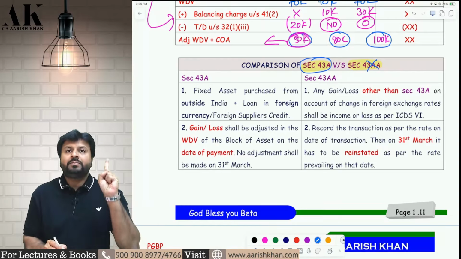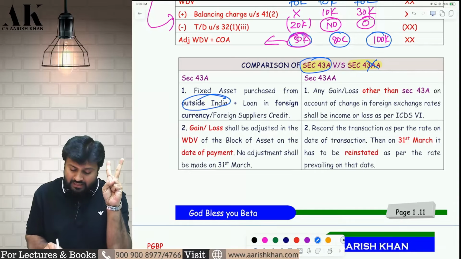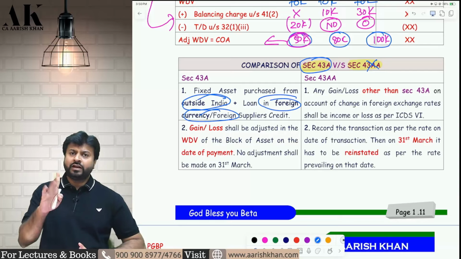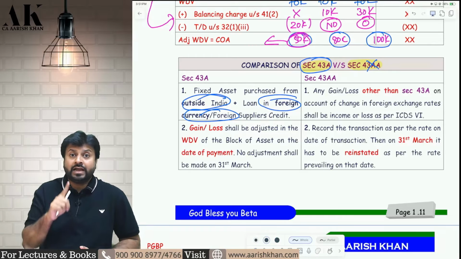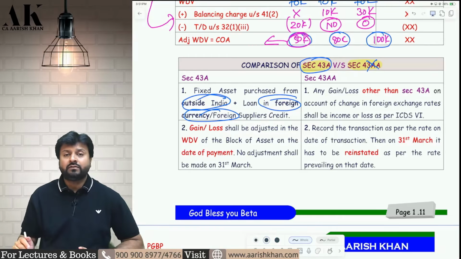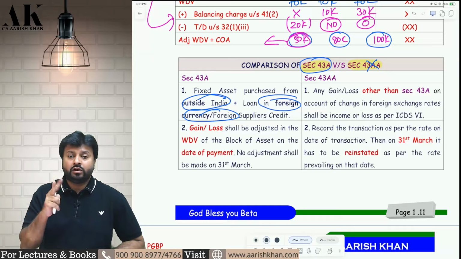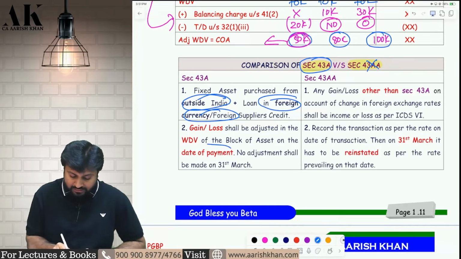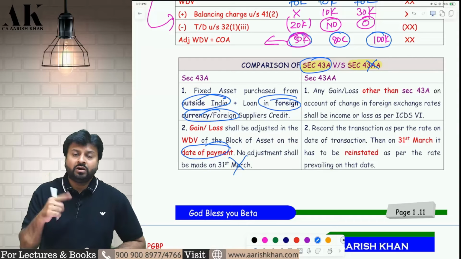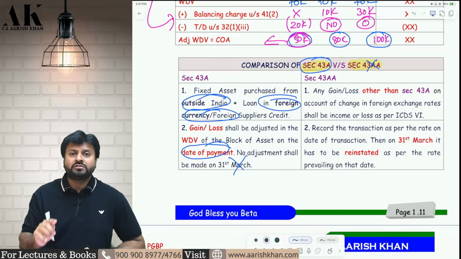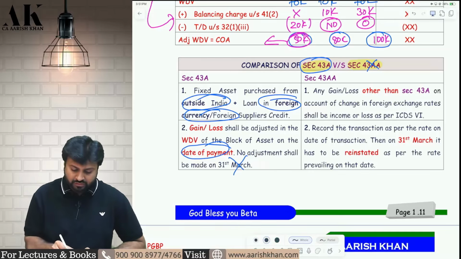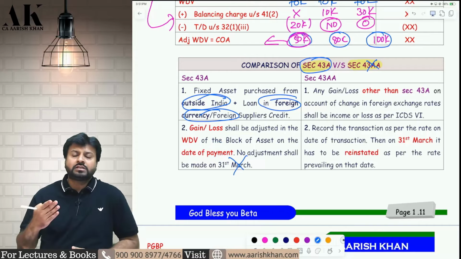What is 43A? If you are purchasing an imported asset, if you are purchasing an asset from outside India and there is a foreign currency loan on it or foreign currency credit. So if I am purchasing machinery, any furniture, computer, whatever, from outside India and if there is a foreign currency loan or foreign currency supplier credit, then whatever forex gain or loss comes on the date of payment, not on the balance sheet date, not on 31st March, that has to be adjusted in the WDV of the cost of the asset. It means if there is a loss, you have to add it back to the WDV of the asset, and if there is a gain, you have to reduce it from the WDV of the asset.